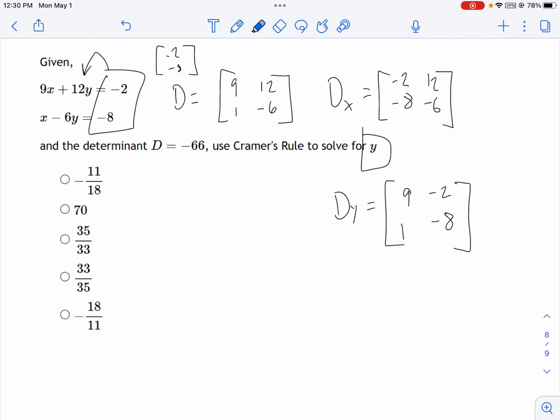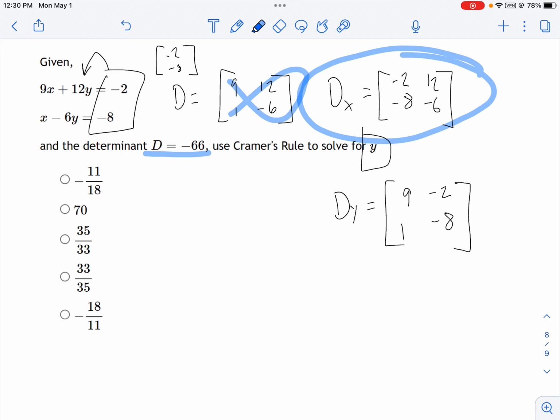Now it told us that the determinant of our 2 by 2 coefficient matrix is 66. That's already done the legwork for us. Now we just have to find the determinant for our dy matrix. Because it says to solve for y, technically we didn't even have to find the dx matrix. That was more than we needed to do. I just wanted to show it for anyone who is given x, so that you know how to find that.